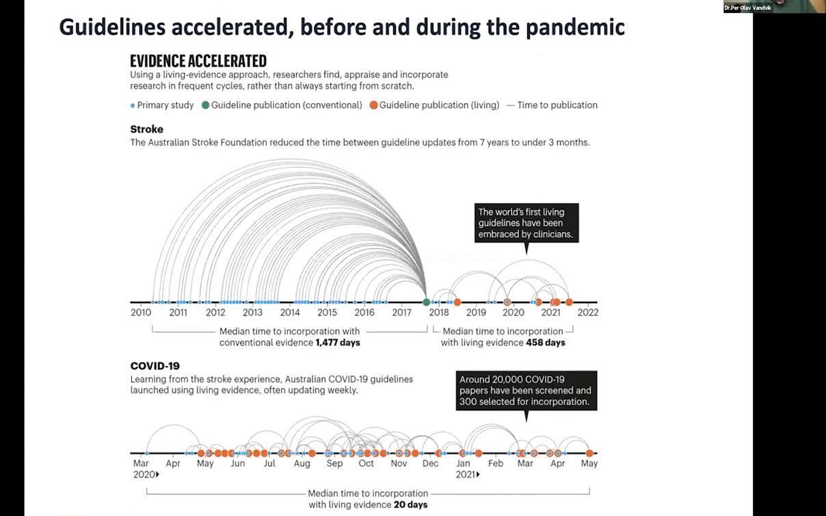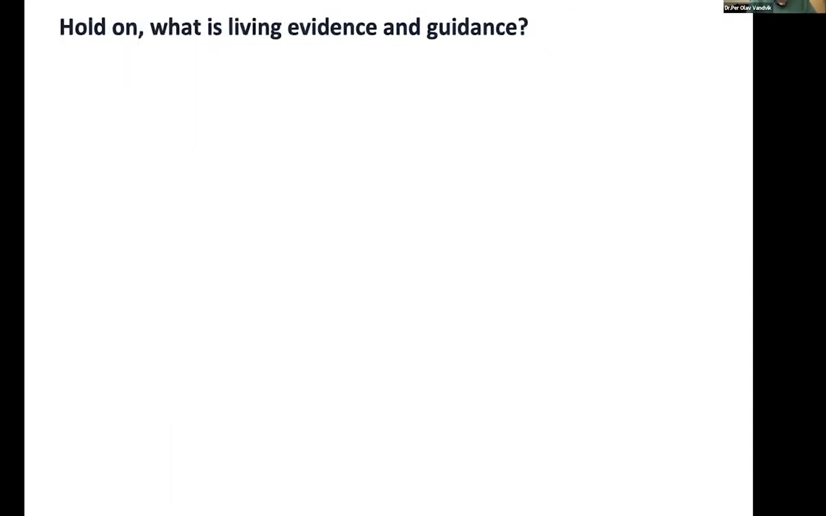Of course, we all know that guidelines are typically updated every 3 to 5 years. Just before the pandemic, you can see here, the first stroke guideline was published by pioneers in Australia, now the Australian Living Evidence Consortium. And during COVID, the time from a trigger trial to publication has gone down to 20 days, in particular from Australia. This is a huge shift in how we update guidelines.